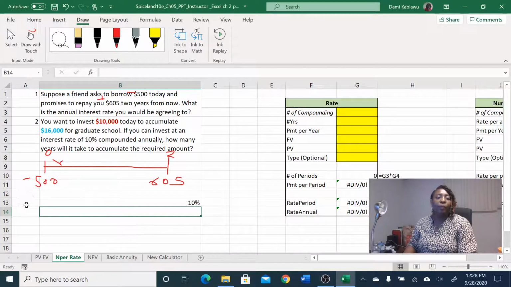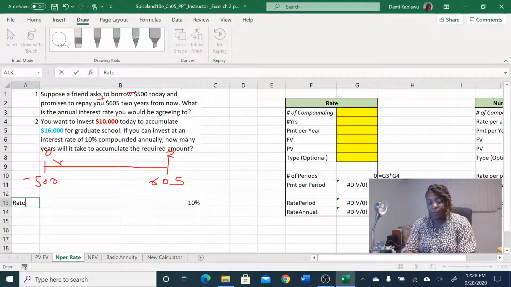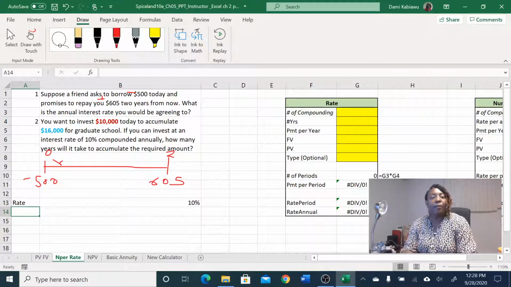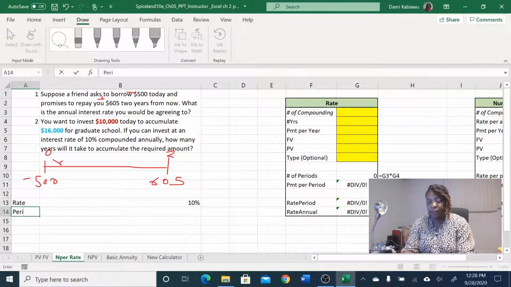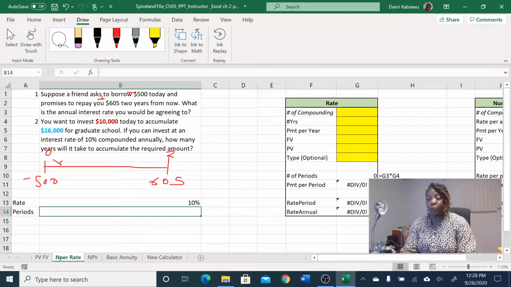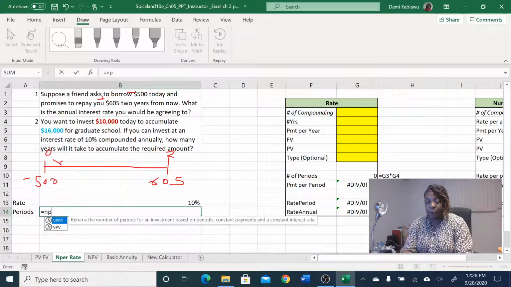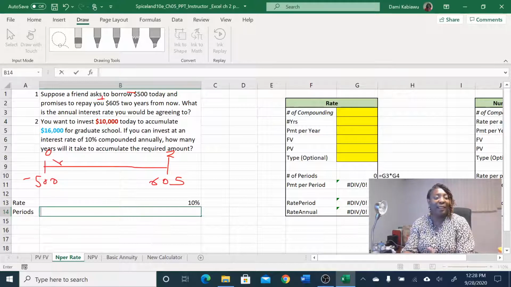Now, this is for the rate. For the second function, we want to know the number of periods. Excel has another function called NPER, number of periods, we're going to do equals NPER. Oh, I'm sorry. Let's read the question first.